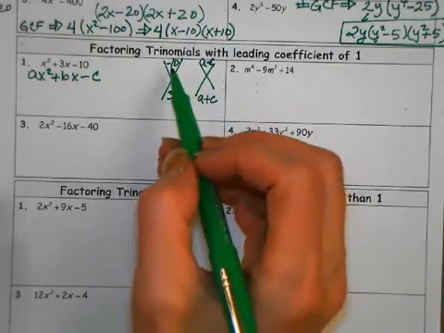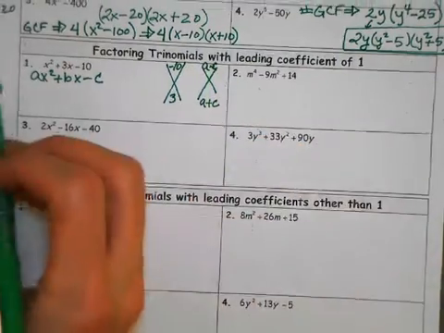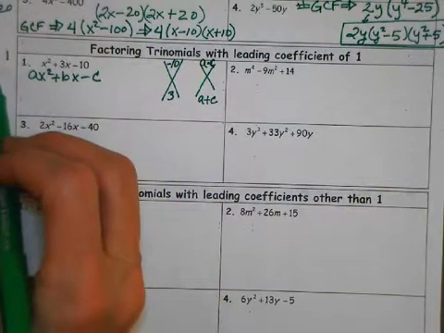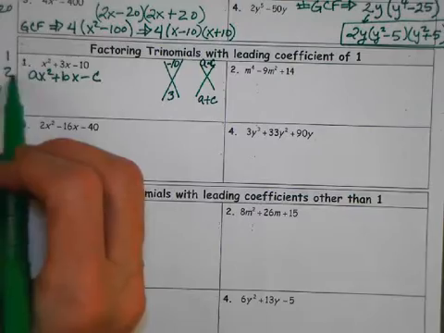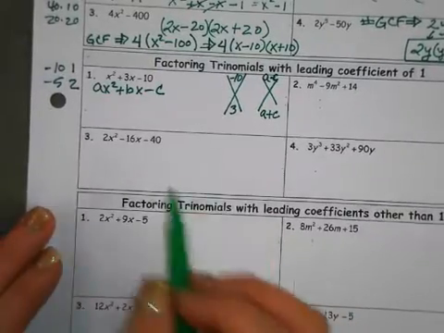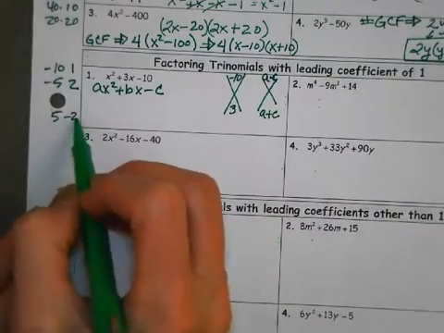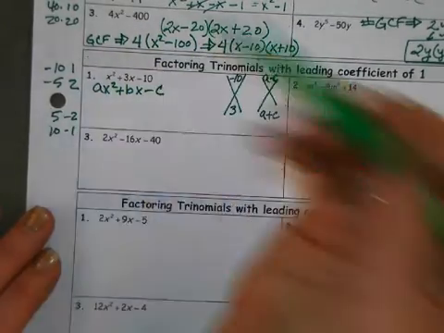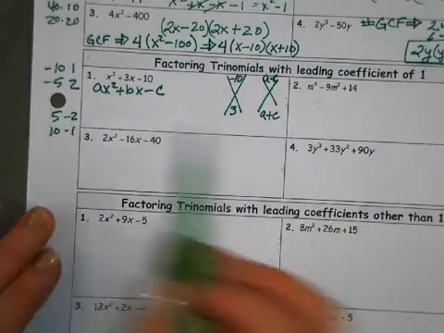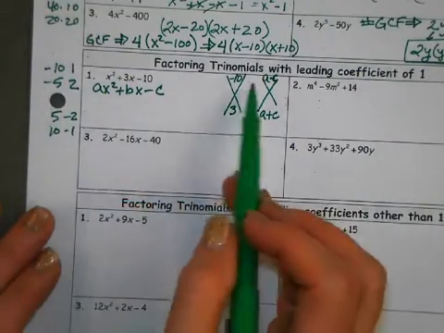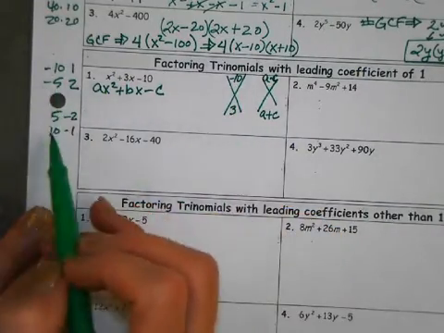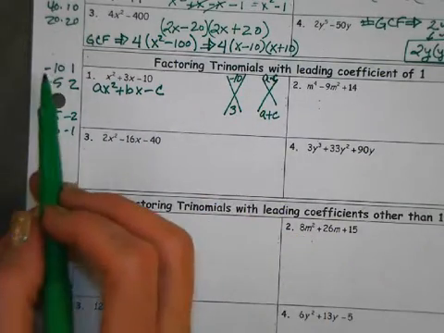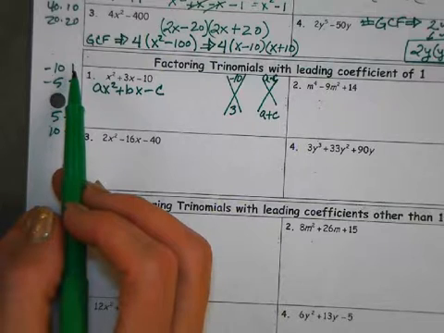So what are factors of negative 10? We have negative 10, 1. We have negative 5, 2. We have 5, negative 2. We have 10, negative 1. Right? So those are all possible factors to get that number. So when I multiply them together, I'm going to get negative 10. However, when I add them, I need to get a positive 3. Right? So do negative 10 and 1 get me a positive 3?